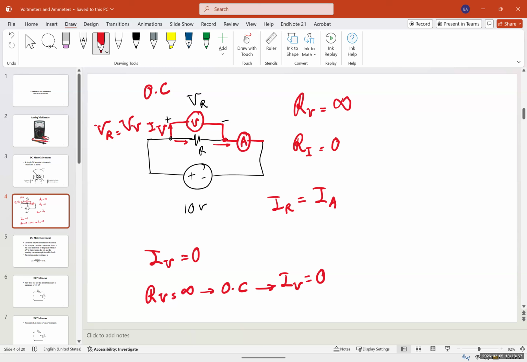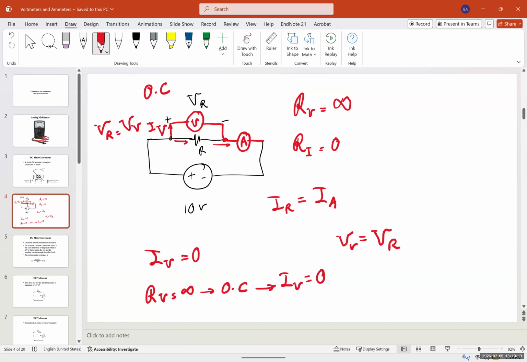Okay. What about its voltage, V of V? What is the relation between V of V and V of R, the resistor? They're the same. They're parallel. They share the same voltage.